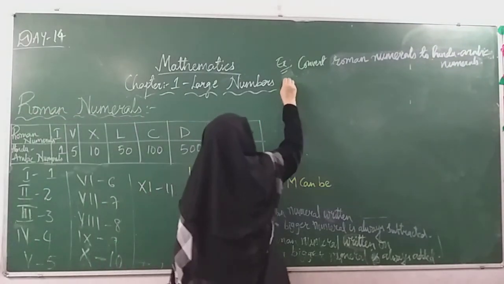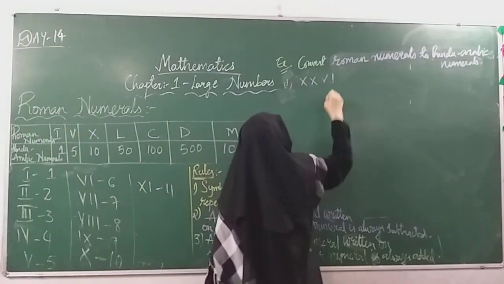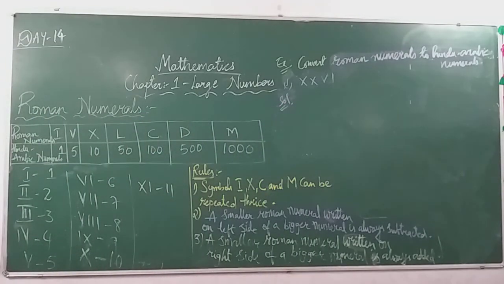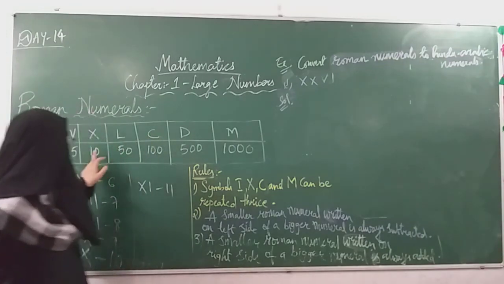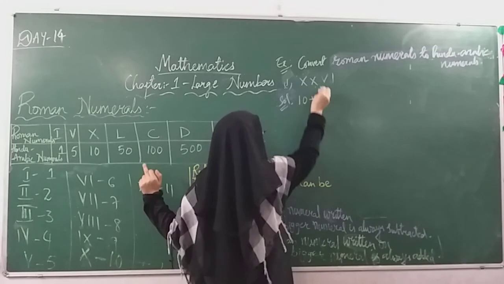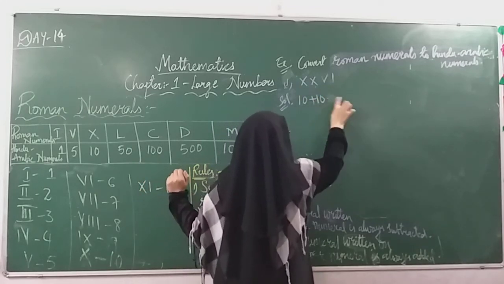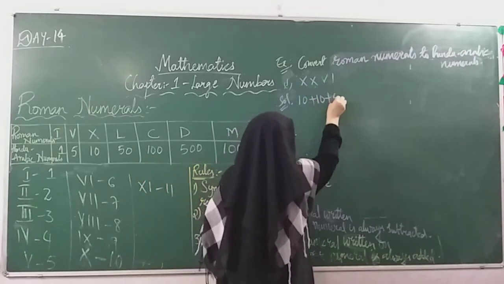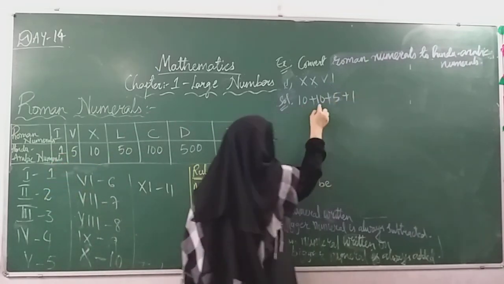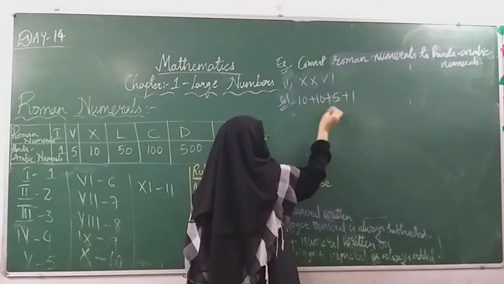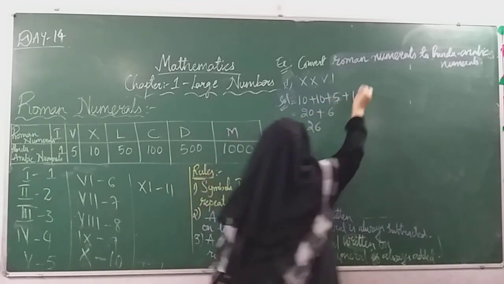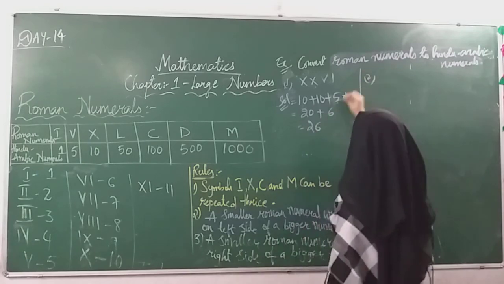Taking one example. Okay, I'm writing this. What does X stand for in Hindu-Arabic? 10. Good. So for X, I'm writing 10. For this X, I'm writing 10. For this V, 5. For I, 1. 10 plus 10, 20. 20 plus 5, 25. Plus 1, 26. We'll take another example.